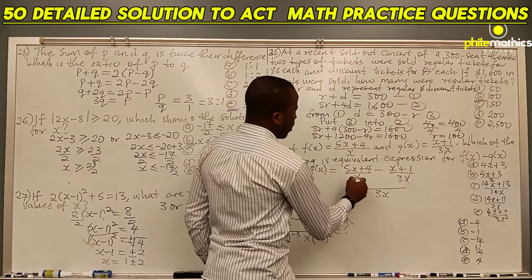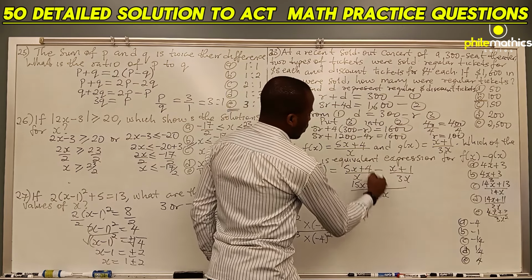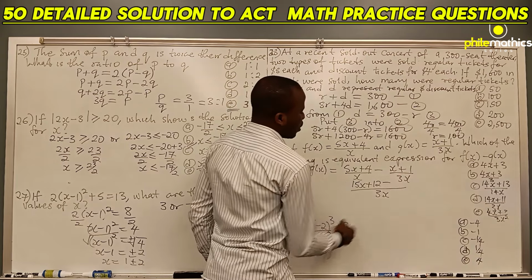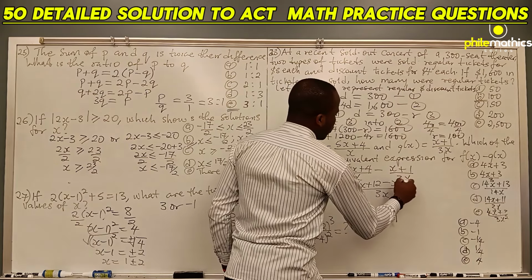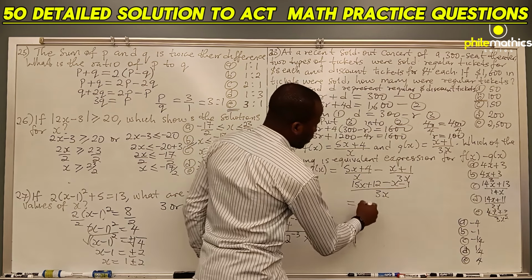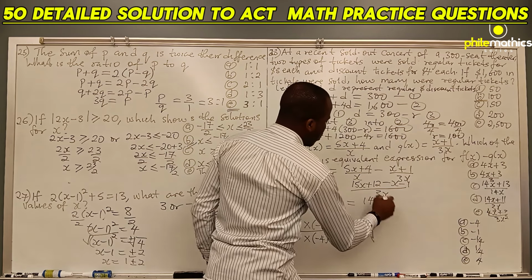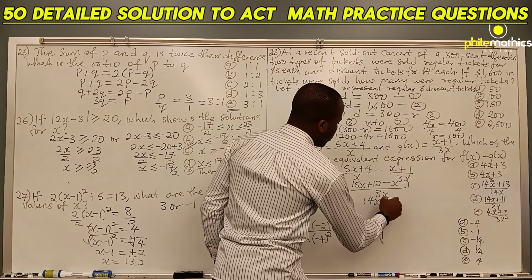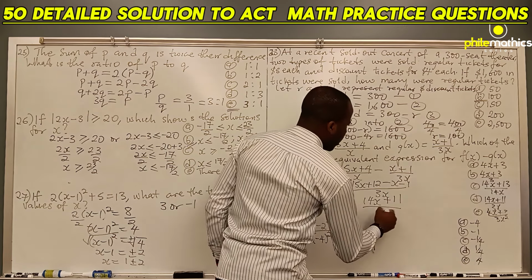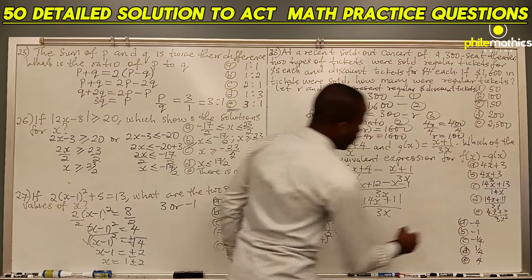3 times 5x is 15x. 3 times 4 is 12. 3x here is 1. 1 times this is minus x minus 1. And if we subtract, 15x minus x is 14x. 12 minus 1 is 11 over 3x, which is D.